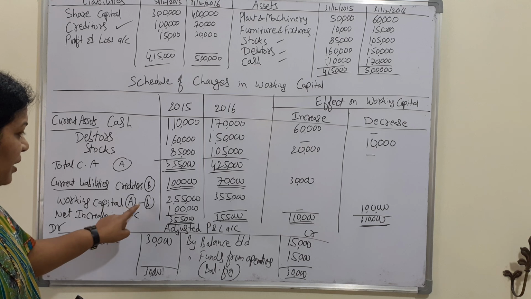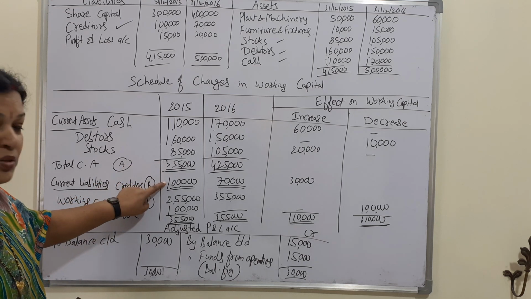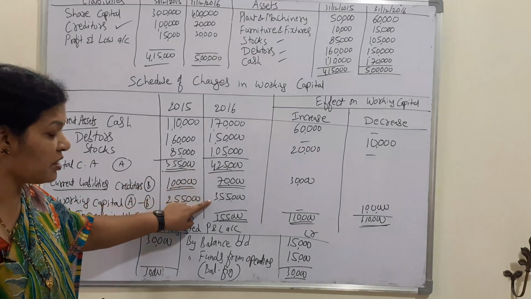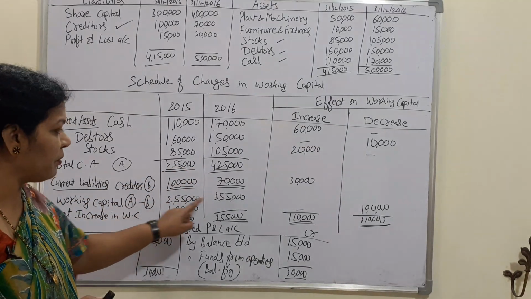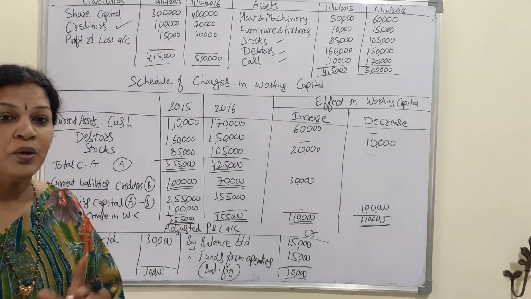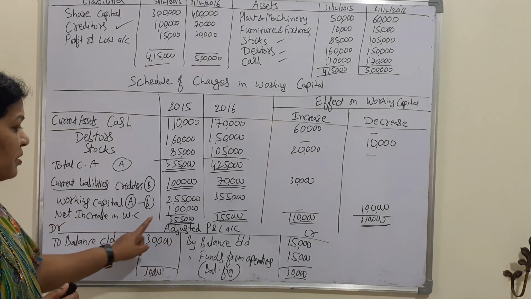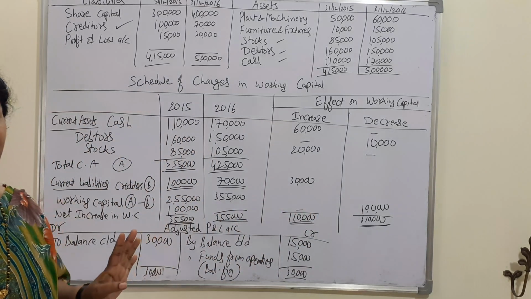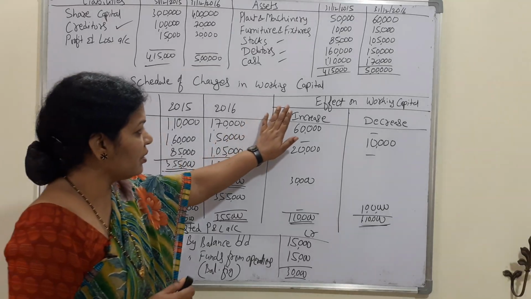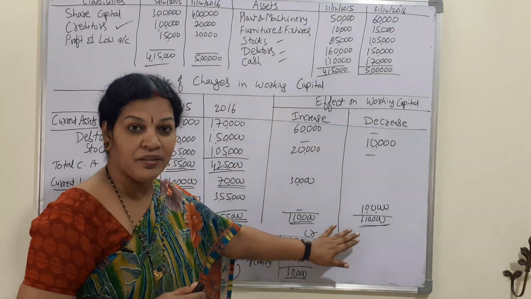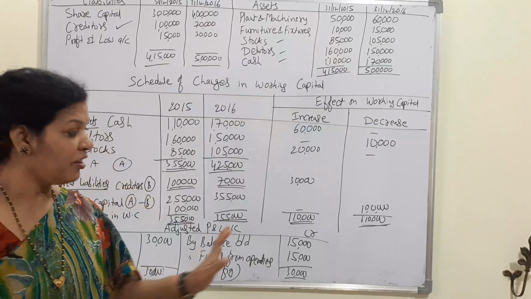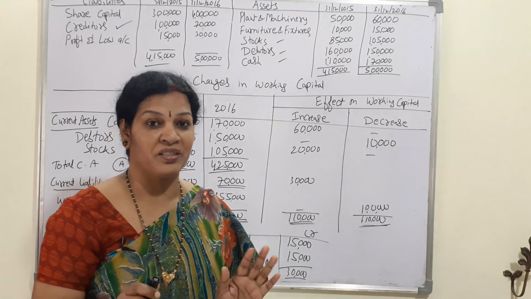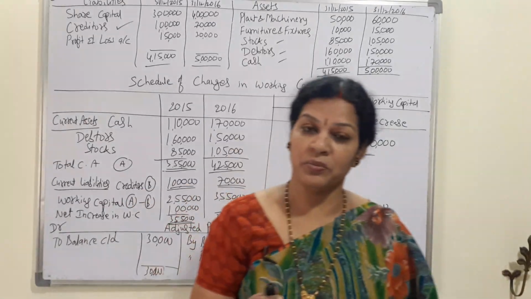So working capital A minus B: 3,55,000 minus 1 lakh is 2,55,000, and 4,25,000 minus 70,000 is 3,55,000. How much is it increasing? 1 lakh. So we write net increase in working capital 1 lakh. Increase means we write it in the decrease column, 1 lakh. In the effect on working capital, if you add both, the total will be 1,10,000. If both are equal, the schedule of changes in working capital is correct from our side. There is no mistake.